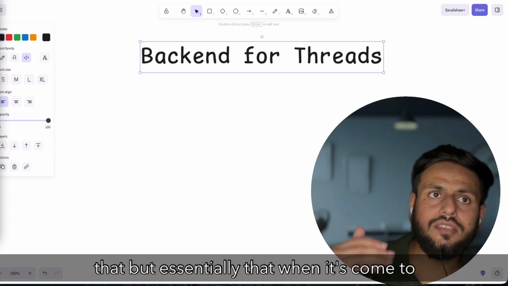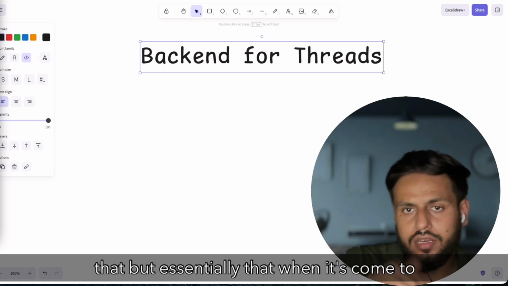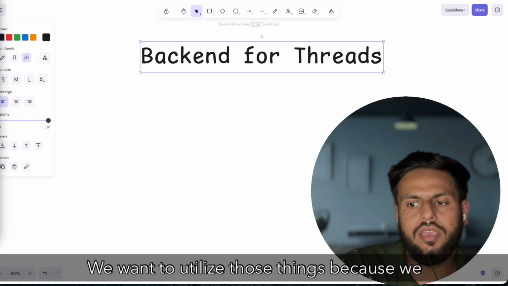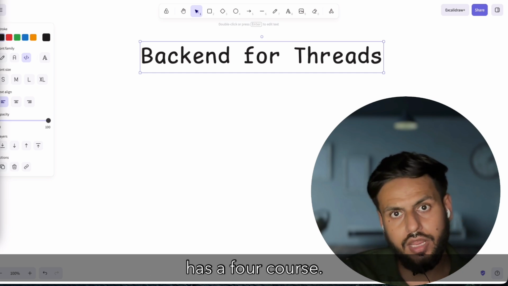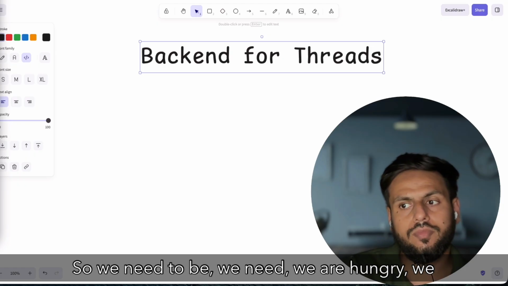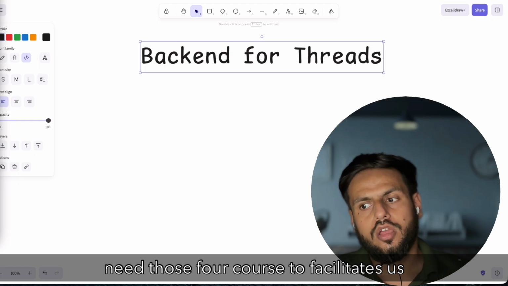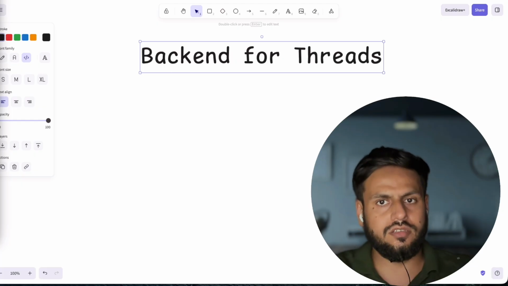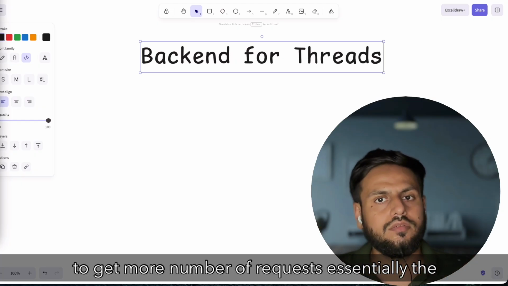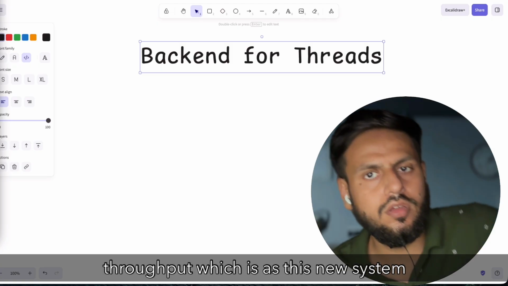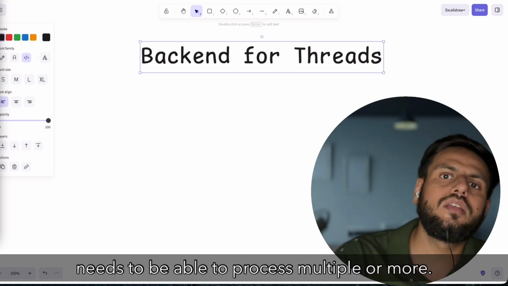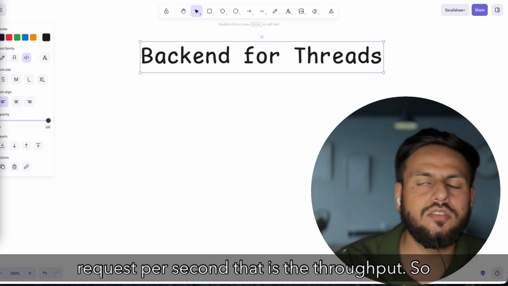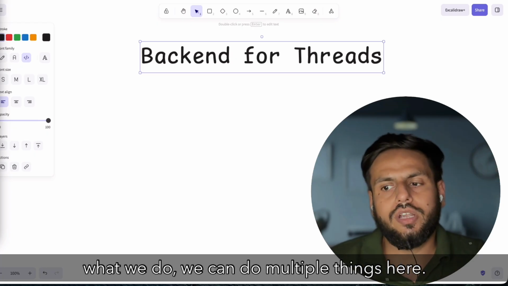But essentially, when it comes to multi-core, we want to utilize those cores because we have now got our capacity four times if it has four cores. So we are hungry. We need those four cores to help us handle more requests, essentially the throughput. This new system needs to be able to process more requests per second. That is the throughput. So what do we do?